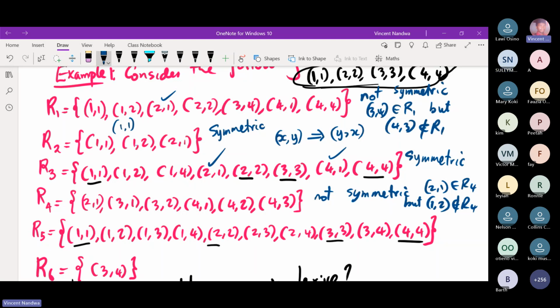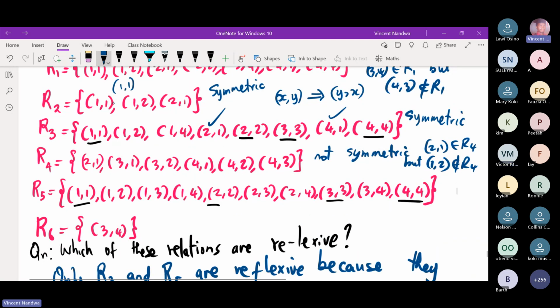Good. And then R5. So we have 1, 1. There's no problem when the elements are the same for the first and second. 1, 2. There's no 2, 1. So is it symmetric? No. Not symmetric because, for example, there's an element 1, 2, and 2, 1 is missing, so it doesn't qualify.